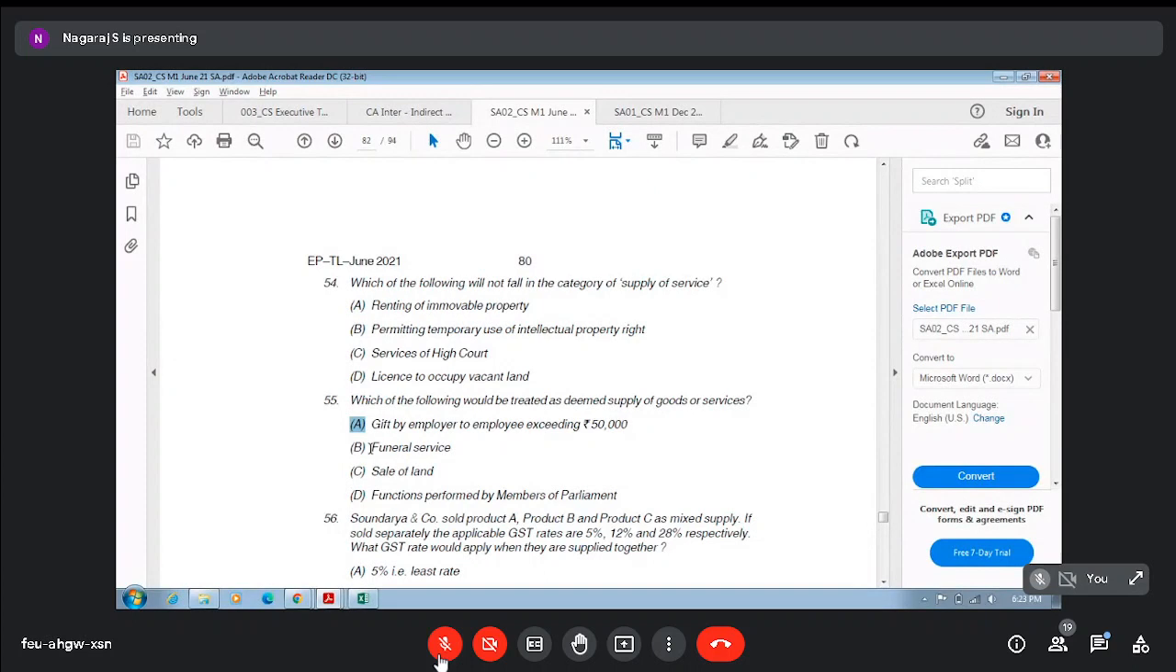You guys, by seeing only, you can understand. Funeral service means what? Lost travel. Will the driver ask the deceased person to pay GST and then sleep? No, right? No GST. Sale of land, it is immovable.